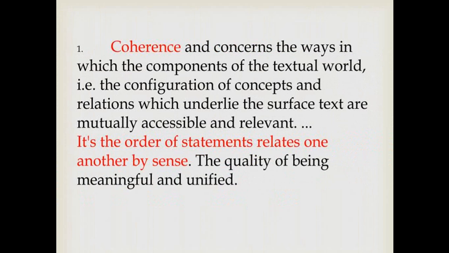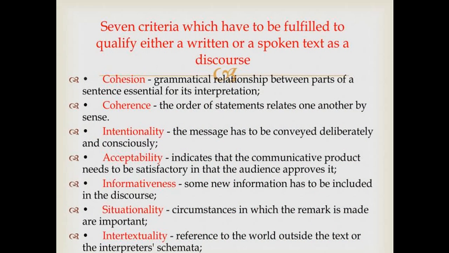Coherence concerns the ways in which the components of the textual world, the configuration of concepts and relations which underlie the surface text, are mutually accessible and relevant. It is the order of statements relating to one another by sense, by meaning. The quality of being meaningful and unified. There are 7 criteria which have to be fulfilled to qualify either a written or a spoken text as a discourse.